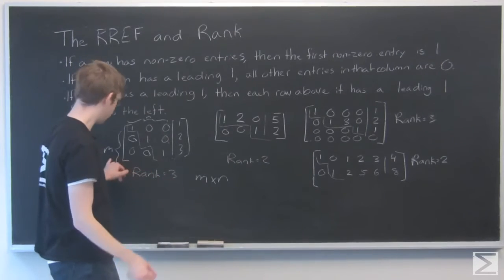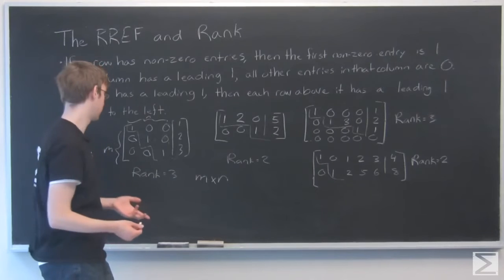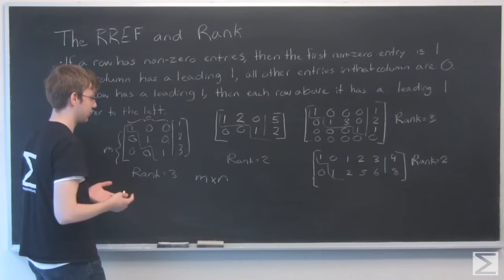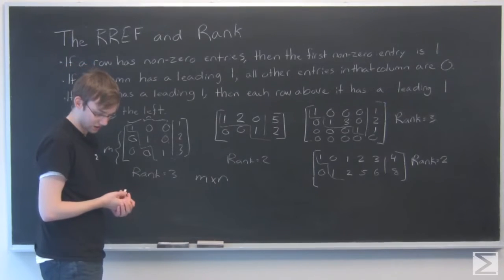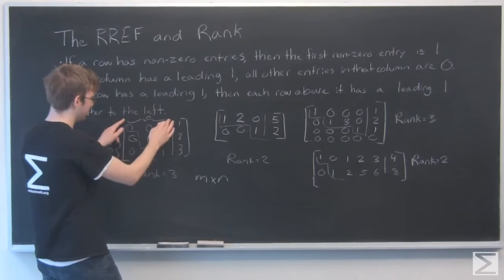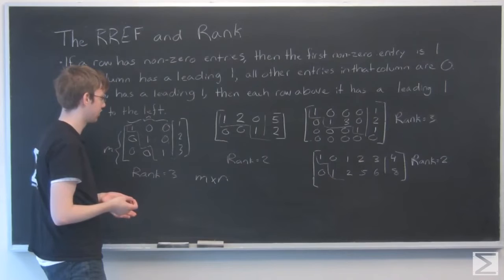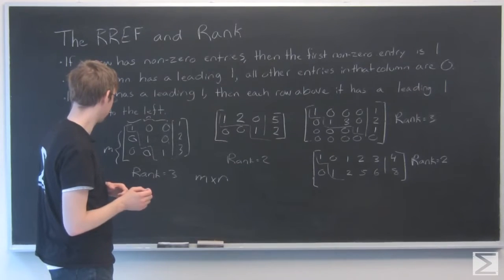if the rank is equal to m, the system has at least one solution. Does that make sense? So if every row has a non-zero entry, then the system must have at least one solution. I think that makes sense. If the rank is equal to n, the number of columns, then the system has at most one solution. I don't have any examples where the rank is more than n.